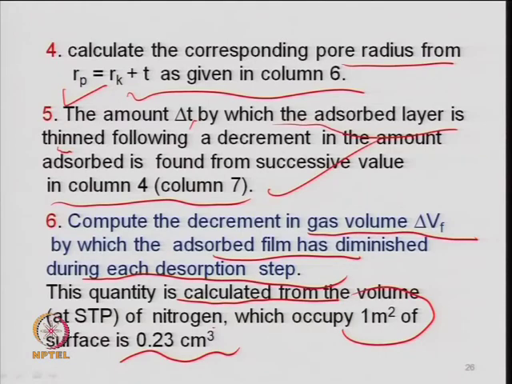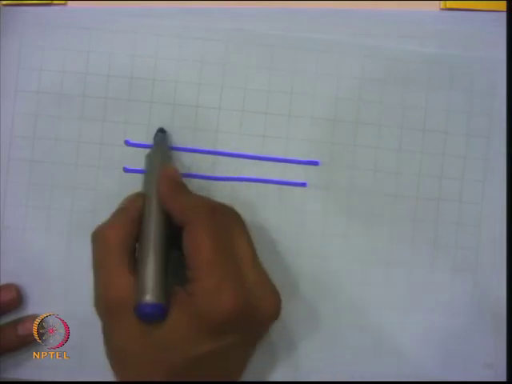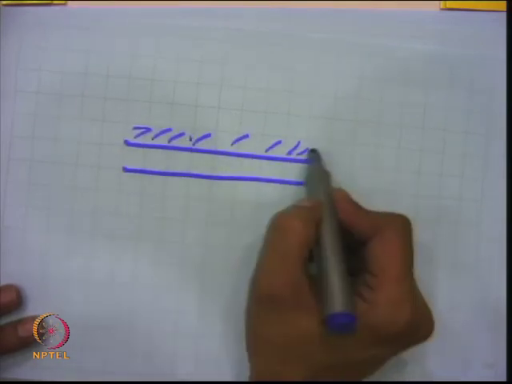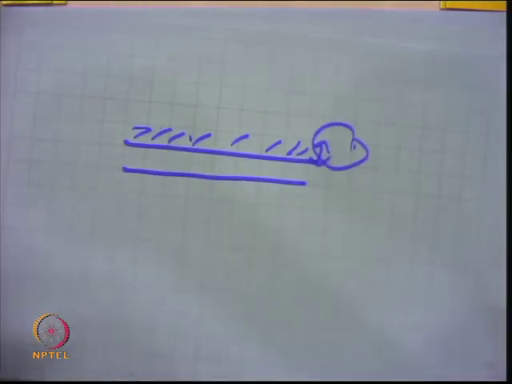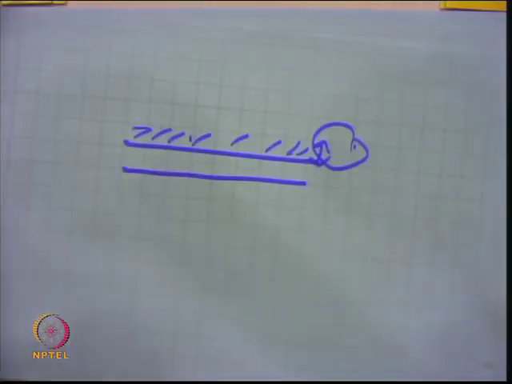So, it means there is a thickness, and I am saying this is the adsorbed layer thickness. If this thickness has changed by this delta T, what volume of the gas, or liquid, has been vaporized? Because it is the condensed layer, when you have released the pressure, part of the volume has vaporized.